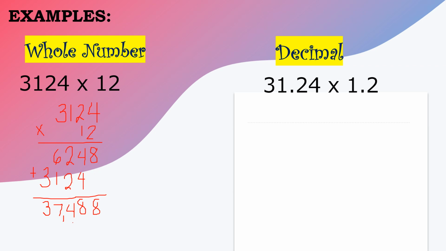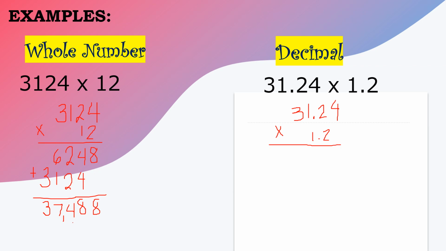So, i-multiply natin. So, 31.24 times 1.2 or 1 and 2 tenths. So, kagaya ng ginawa natin sa whole number, mag-umpisa tayo sa digit na nasa pinakatabi which is 2.